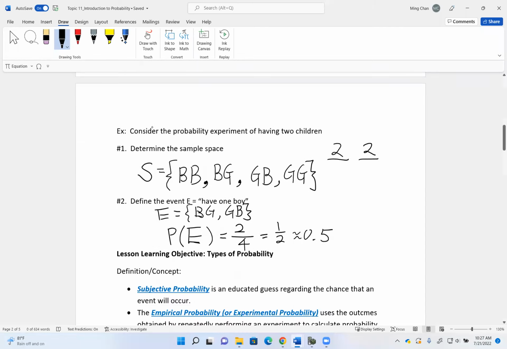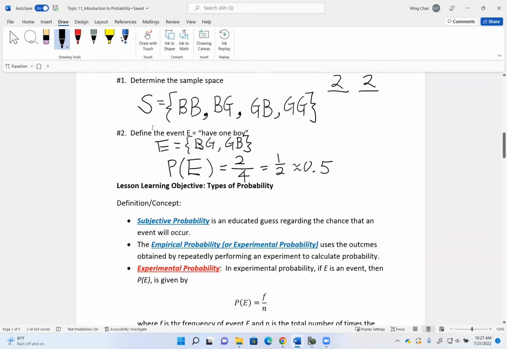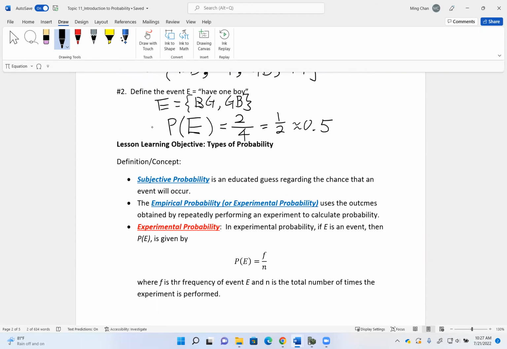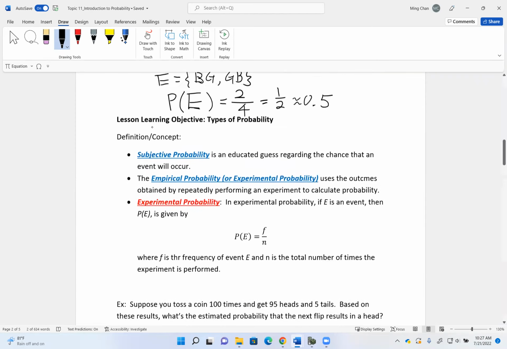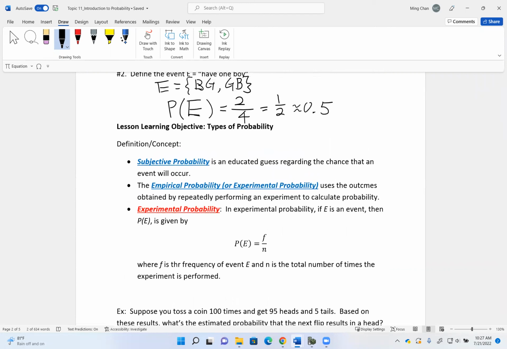All right, let's take a look at types of probability. Subjective probability is an educated guess regarding the chance that an event will occur. That's subjective. Now the 2 we're going to focus on are called empirical probability and classical probability. Empirical probability, or sometimes experimental probability, uses the outcomes obtained by repeatedly performing an experiment to calculate a probability.